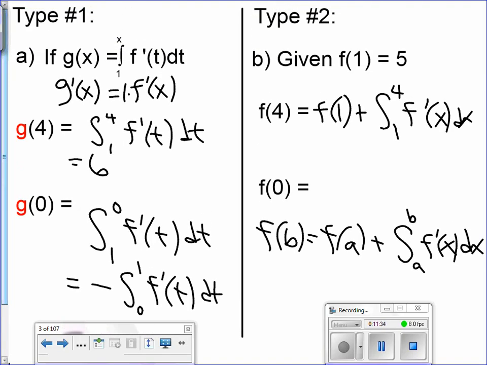Okay, we started this one out. We said f of 4. This one, we don't have an accumulation function to plug the 4 into. We have to use that first FTC. We take f of 1, which is 5, and we add the definite integral. But we already figured that out, right? So it's 5 plus 6, which equals, I love it.